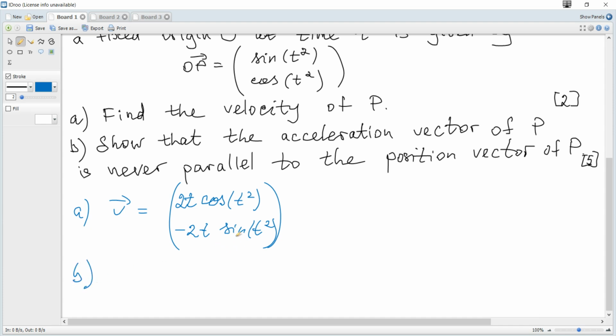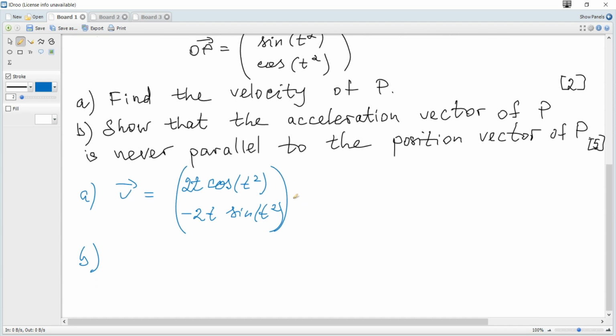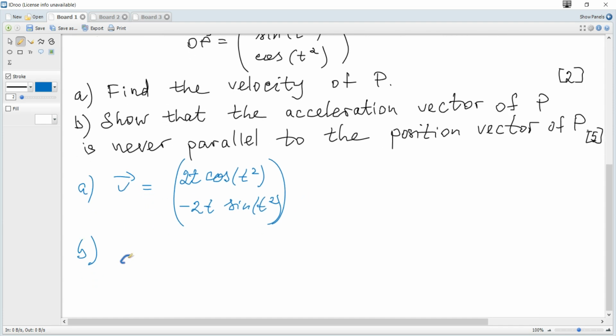The next part shows that the acceleration vector of P is never parallel to the position vector of P. The acceleration vector can be found as the derivative of the velocity vector. Acceleration is the derivative of velocity, and we should take the derivative of this. And here you can see it's something with t multiplied by something with t, so we should consider it as a product of two functions.